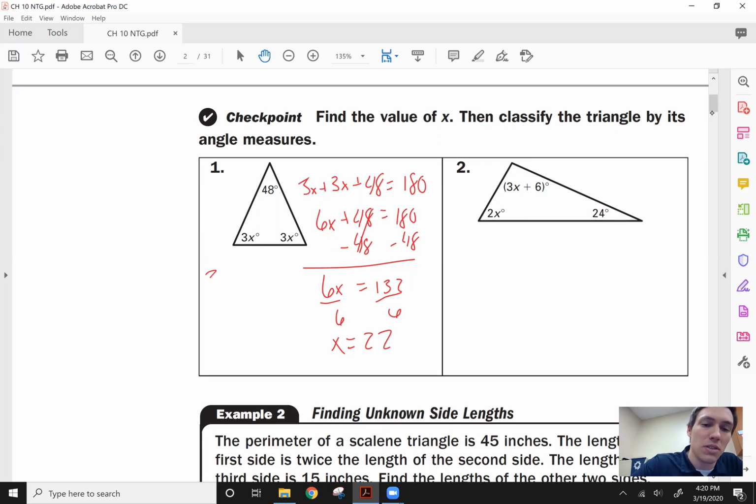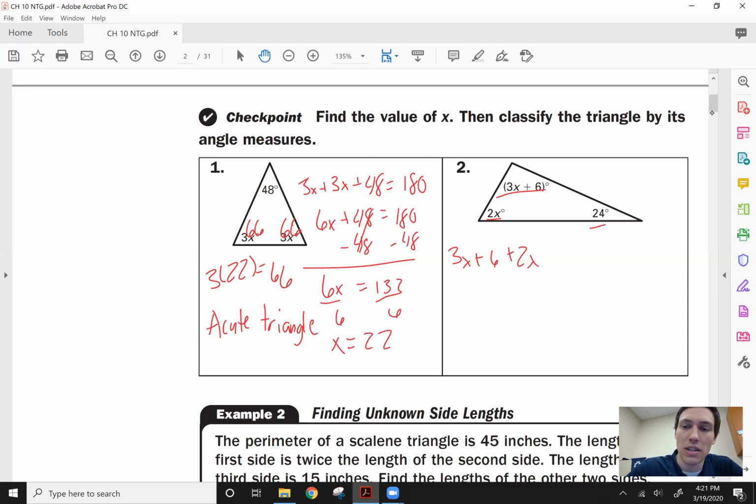So then we got to plug in 22 for x. So that gets me 3 times 22, which is 66. So this is 66, this is 66. And if that's 48, all those are less than 90. So this is another acute triangle. Now this one, got to do a little bit more algebra here. I got to go 3x plus 6 plus 2x plus 24 all together equals 180.